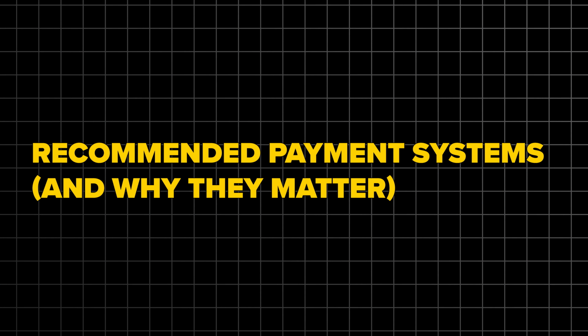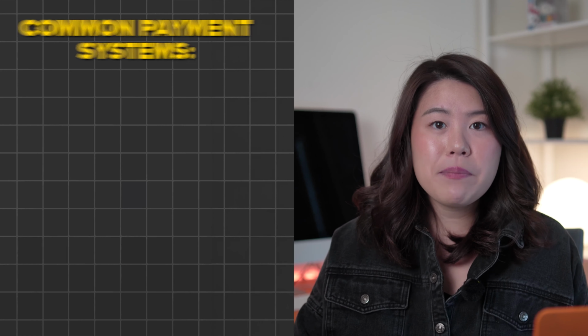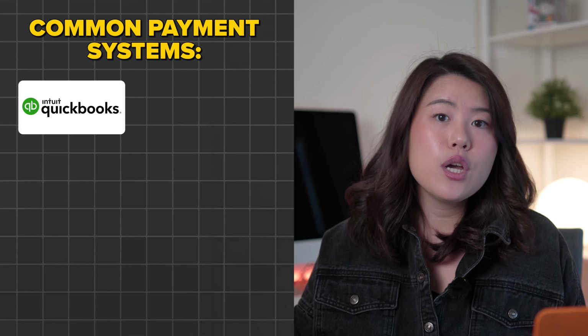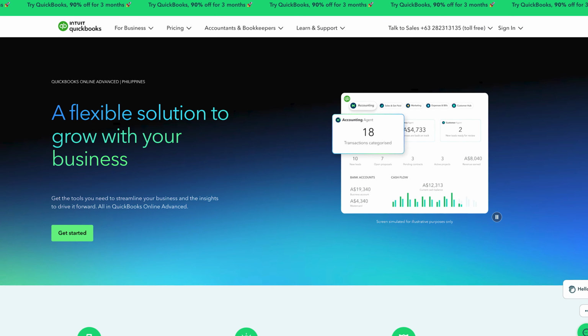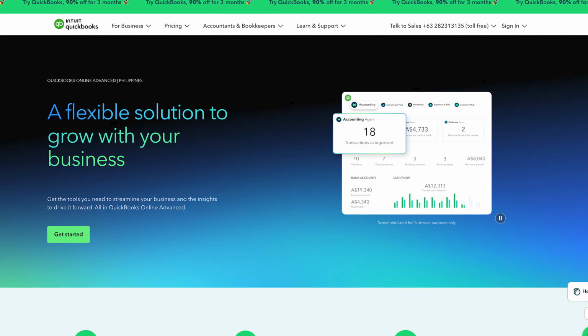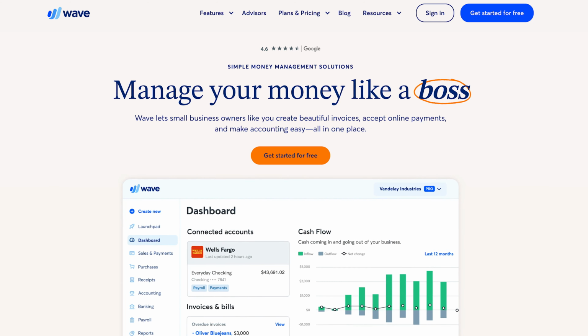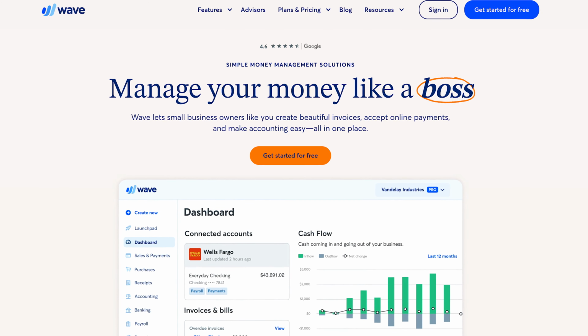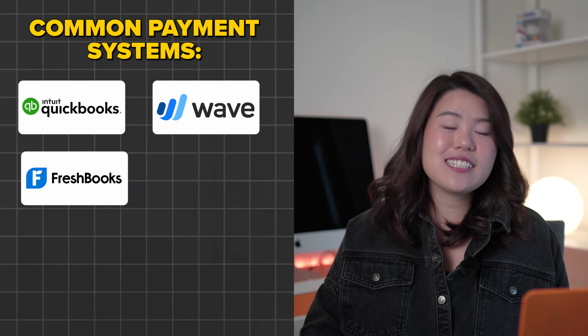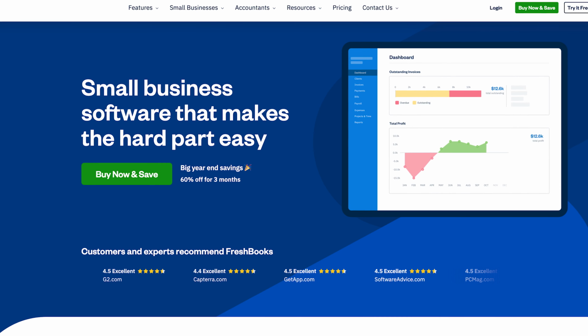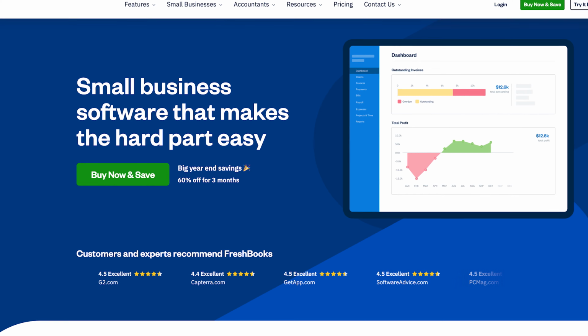Recommended payment systems and why they matter. Using professional payment systems creates automatic documentation for every transaction. These platforms help you stay organized all year, not just at tax time. Common payment systems include QuickBooks, which provides invoicing, bill pay, contractor management, and automatic 1099 filing. Wave Accounting is a free option that tracks expenses and creates payment logs for contractors. FreshBooks is ideal for service-based businesses sending recurring contractor payments.